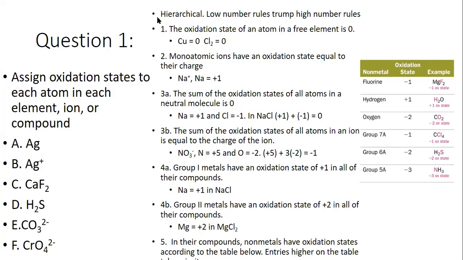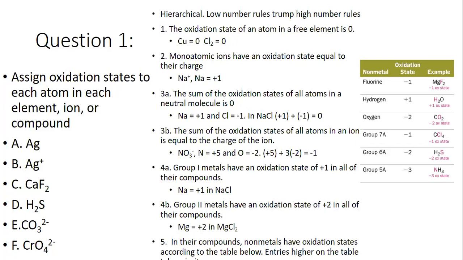We have 5 rules in total. And these rules are hierarchical. Basically, these rules are low numbers are more important than higher number rules. So rule number 1 is the most important. Rule number 5 is the least important.